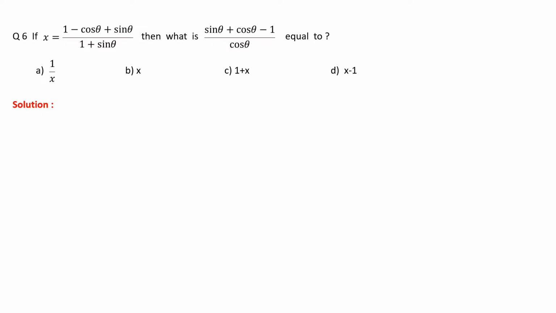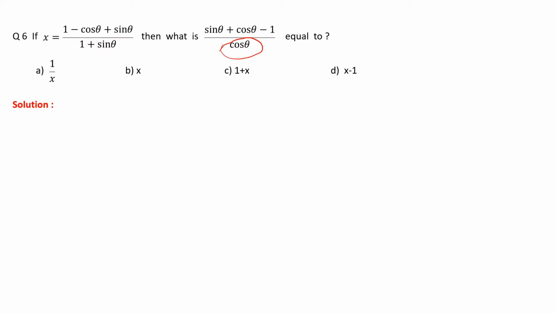Now students, this is a problem linked to trigonometry. The question says if x is equal to 1 minus cos theta plus sin theta whole divided upon 1 plus sin theta, then what is sin theta plus cos theta minus 1 whole divided upon cos theta equal to? And options are 1 by x, x, 1 plus x, and x minus 1. Now to solve this question, what do we do? We look at the denominator of the required expression, that is cos theta.